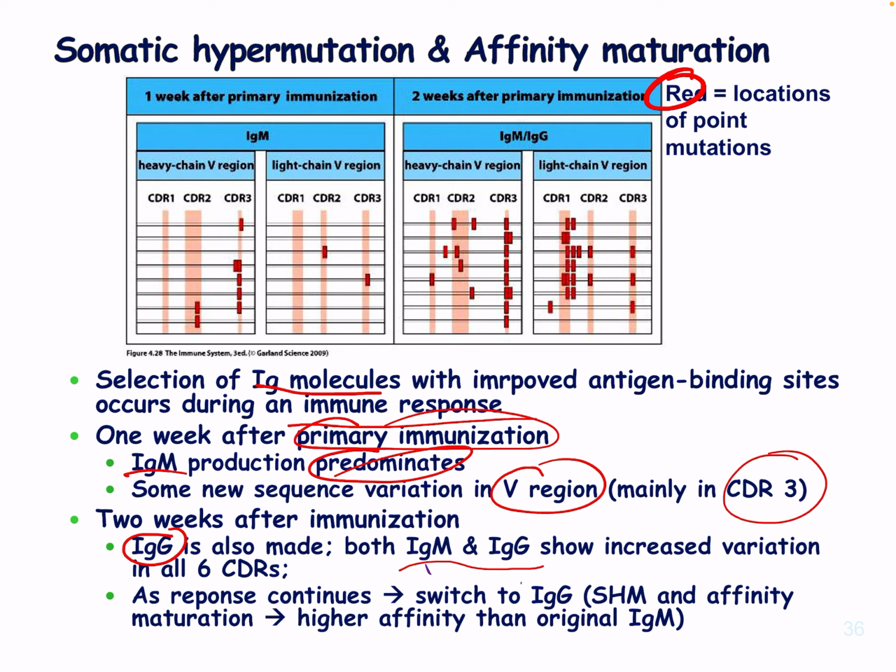Both IgM and IgG show increased variation in all 6 CDRs. So we can see that here. As the response continues, we switch from IgM to IgG. So we have somatic hypermutation, and through affinity maturation, we have higher affinity than the original IgM.